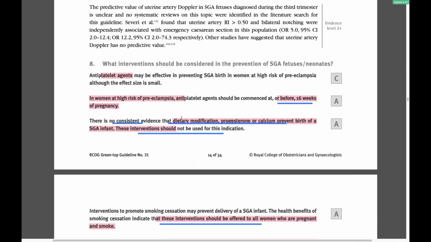So what do you think, does aspirin have any role in SGA prevention?